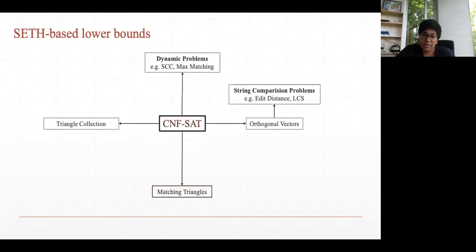Also, CNF-SAT was used to get lower bounds for many dynamic problems, triangle collection, matching triangles. And this is the thing that I already talked about.